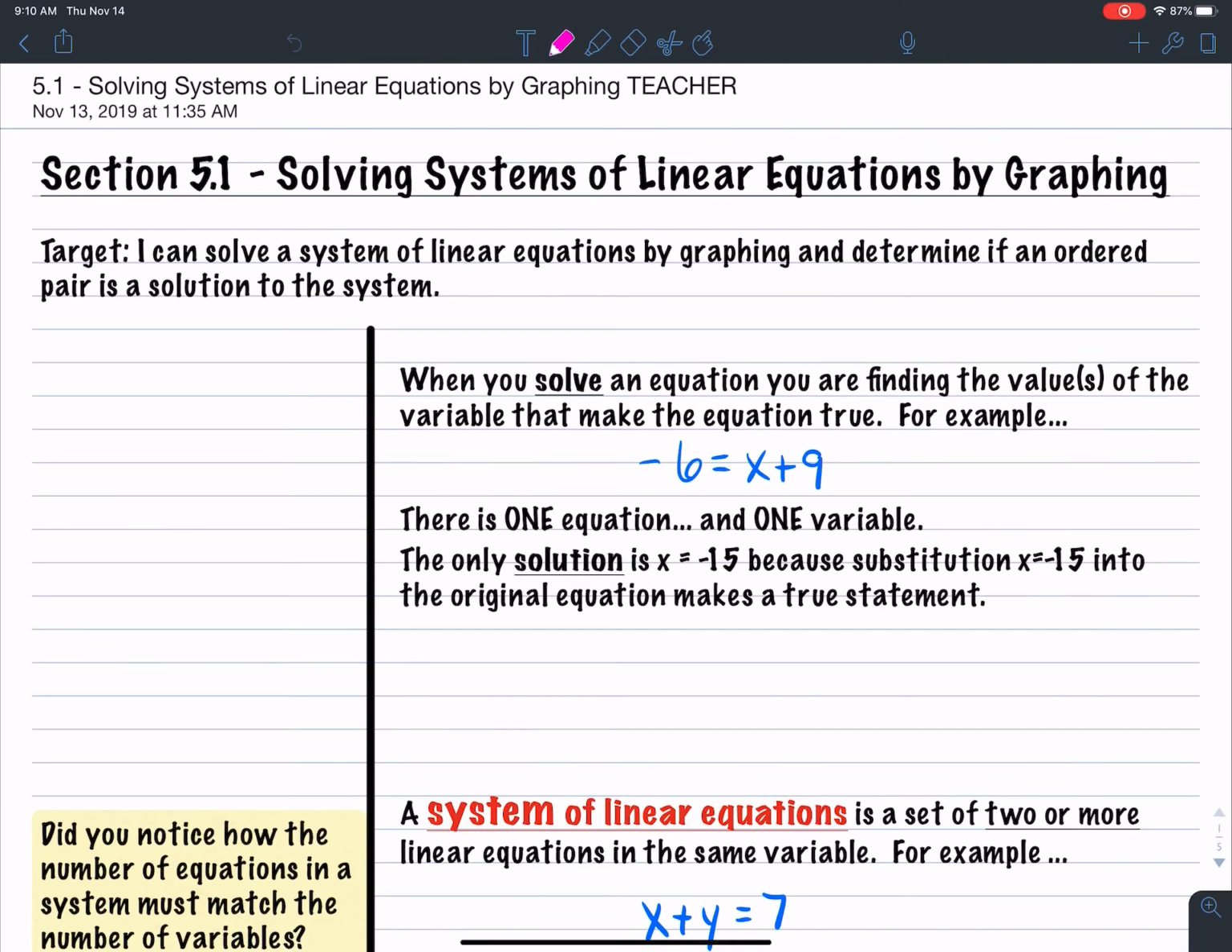All right, so we're going to study section 5.1, which is our introduction to solving systems of linear equations. And specifically today, we're going to solve them by our method of graphing. So the first part that we're going to start with today is just some background information.